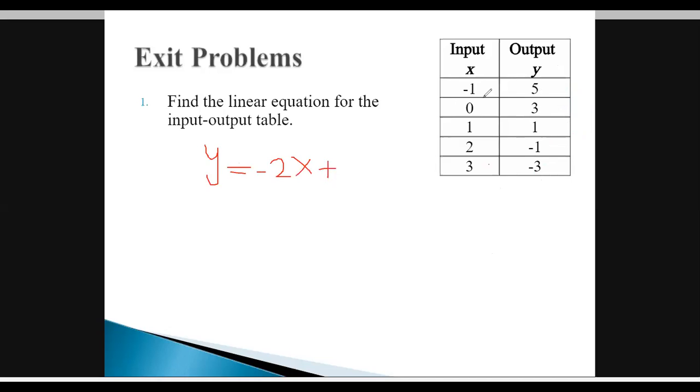Where can we find b from the table? It's opposite to what? It's opposite to 0. So in this case, I have the y value, or the y-intercept, should be 3. So it will be plus 3.